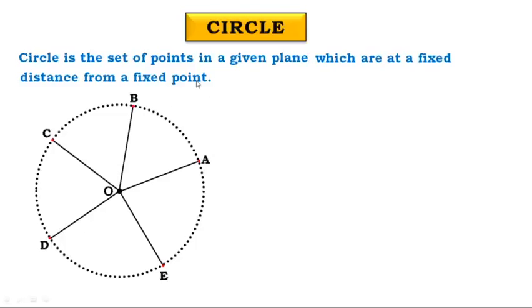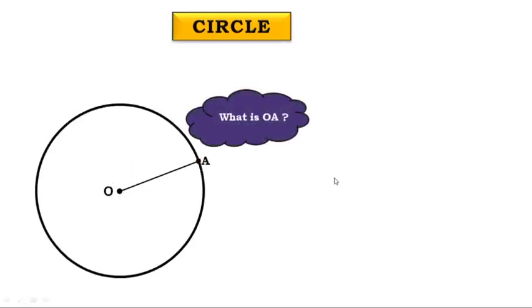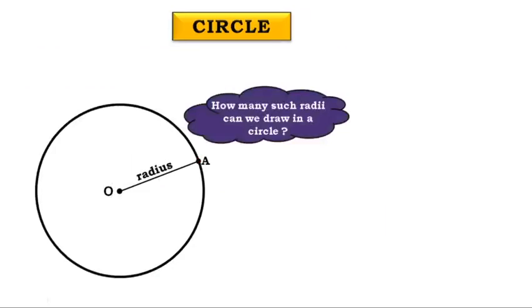Now, moving ahead. Note this, my dear friends, that this fixed distance is called the radius. So this OA is the radius of the circle. And how many such radii can we draw in a circle? Infinite, my dear friends. So we can draw an infinite number of radii in a circle.